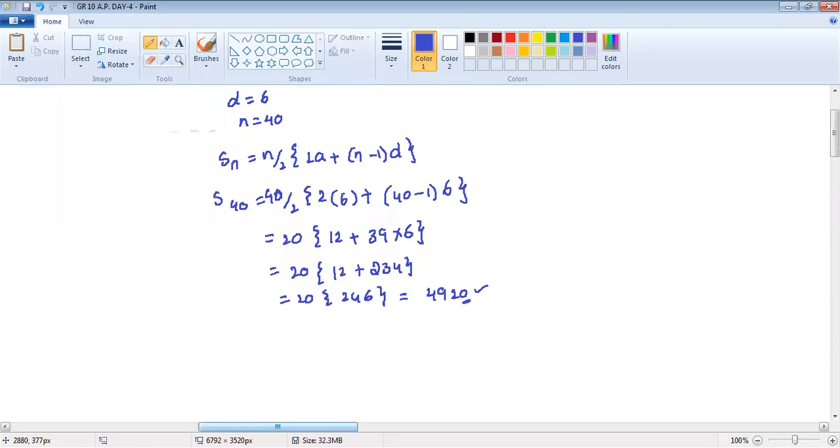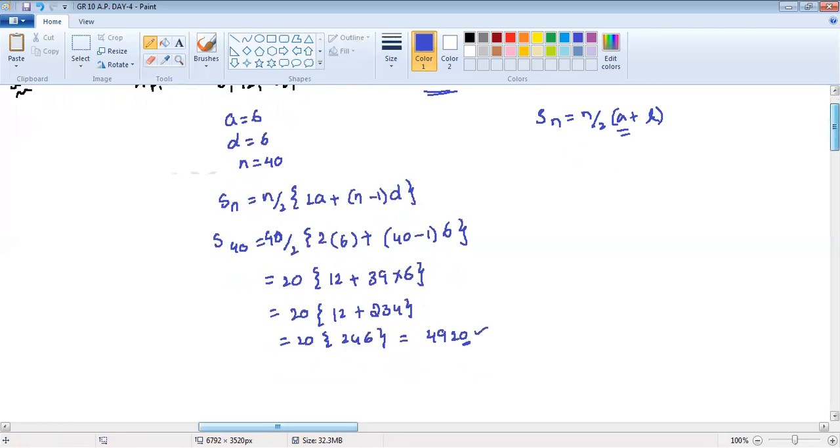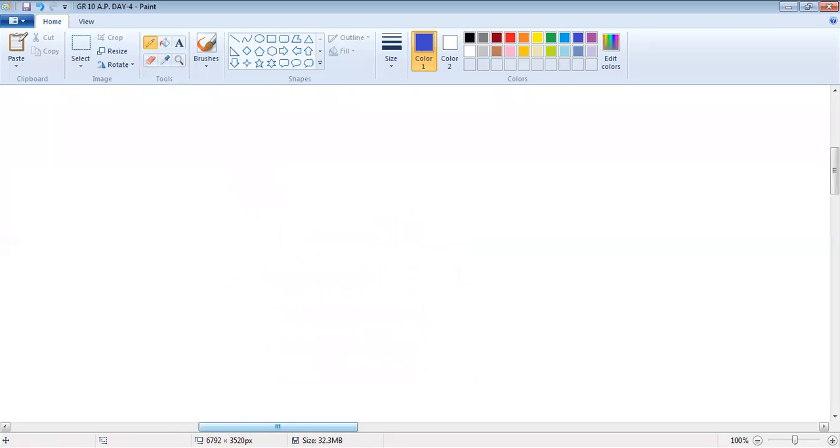Otherwise, we can use the second formula, Sn is equal to N by 2 into A plus L. Where the last term we have got, substitute the N value we know and the A value we know, and we can get the answer. Next one.